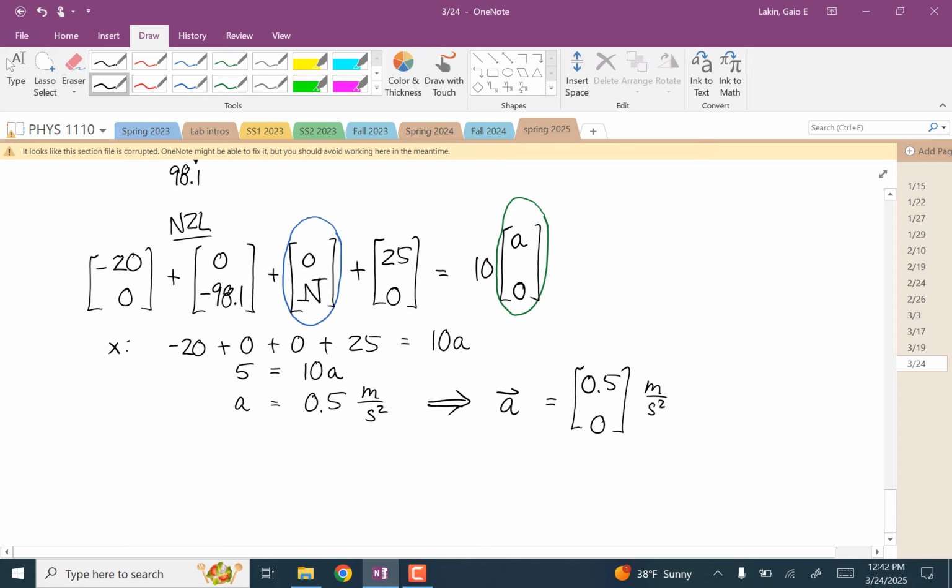You can also represent vectors by giving a magnitude and a direction. So another way to write this vector would be, well, we know it's in the positive x direction because we have a positive x component. So it's this way, and the magnitude is 0.5.